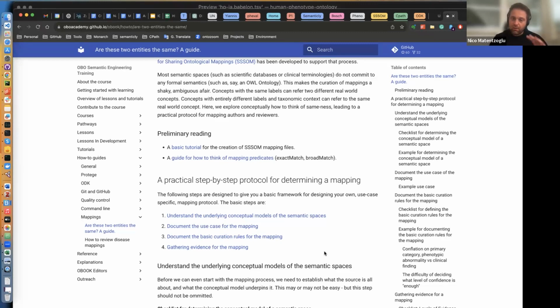Then we define some of the basic overarching curation rules. For example, we make what is called conflation decisions over certain entity types, and decide which mapping predicates are appropriate. And then we get into the phase that is what most of you are probably interested in, which is the phase of gathering evidence for and against the mapping.